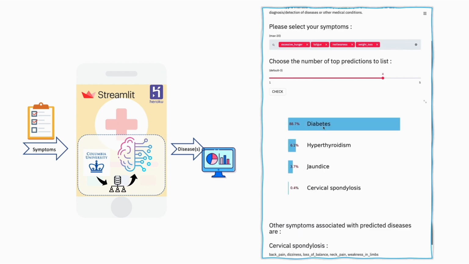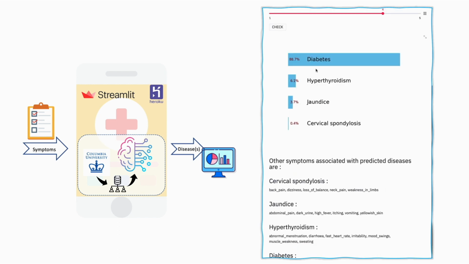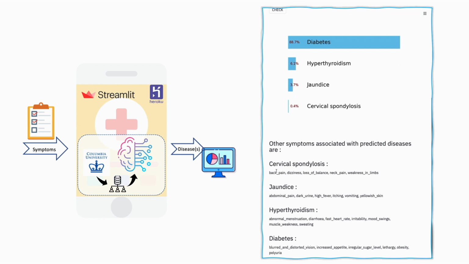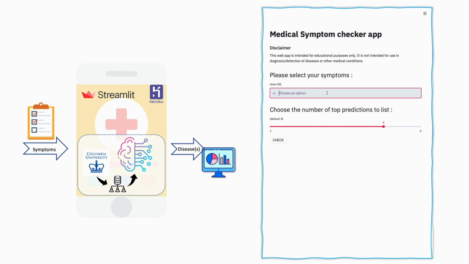Here is the output. 88.7% chances for having diabetes and few other diseases listed with a lower probability. Also, other symptoms associated with the predicted diseases are also listed here for your reference. If you have missed any, you can rerun the predictor with all symptoms for better results.